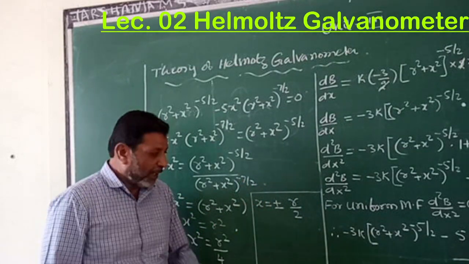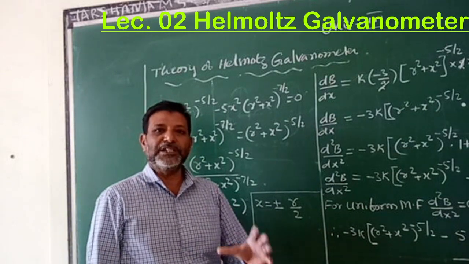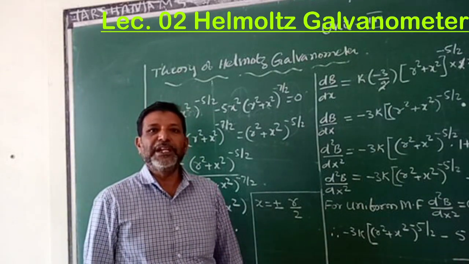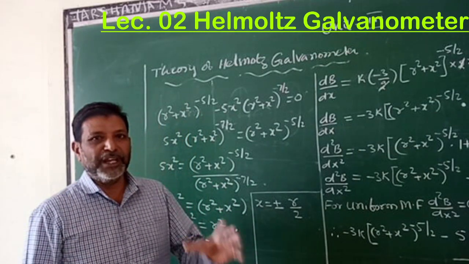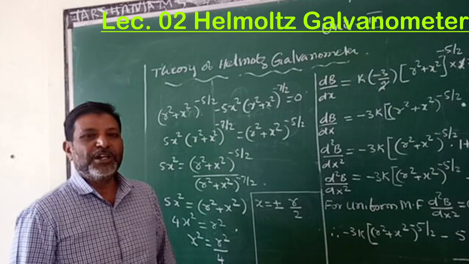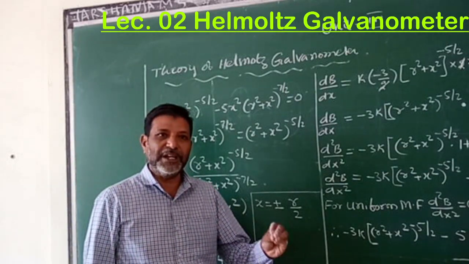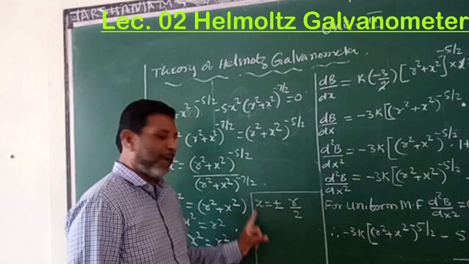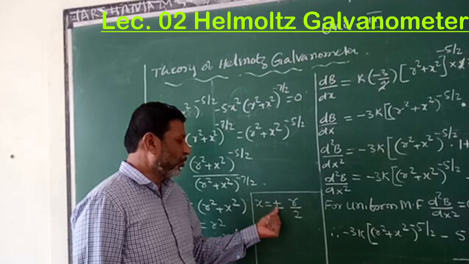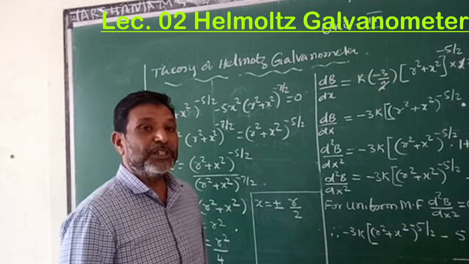Then, when the magnetic field is uniform, I have told you that the tangent law holds good, and then the instrument works properly. Hence, whatever current we calculate by using this instrument is found to be correct. This is the condition for the uniform magnetic field: x is equal to plus or minus r by 2. That is the distance.